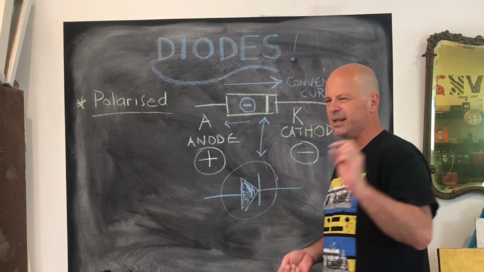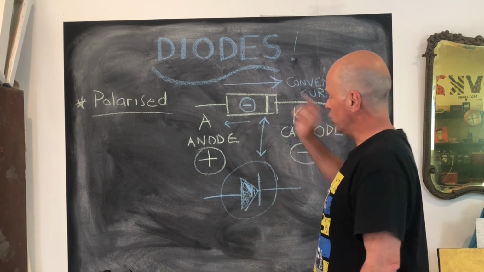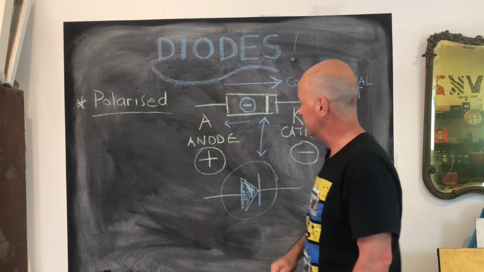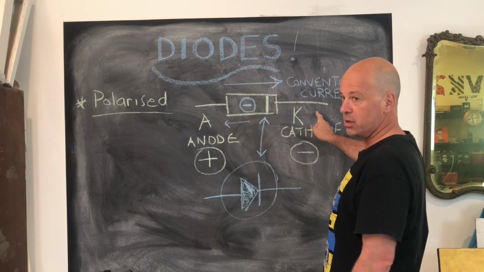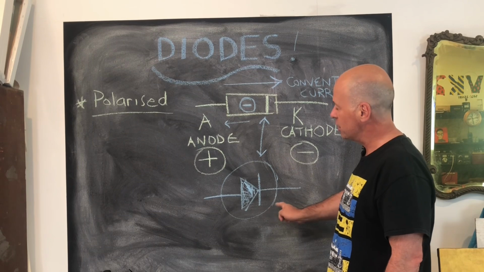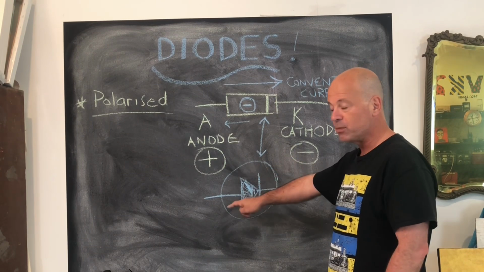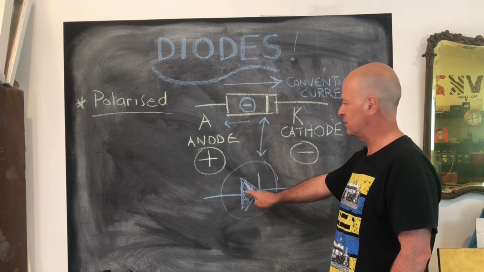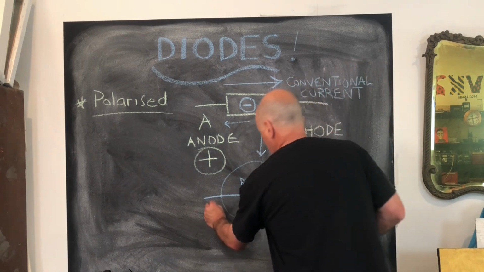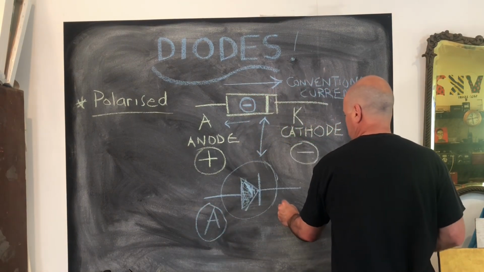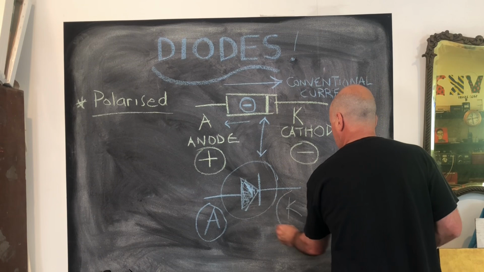So let's do a quick recap. Diodes are polarized, which means they have to be put in the correct way around. They have an anode and a cathode end. Anode is positive, cathode is negative, and the actual schematic symbol here tells you the direction of conventional current because the arrow is pointing in that direction. So we've got our anode end at this end and our cathode end at this end.